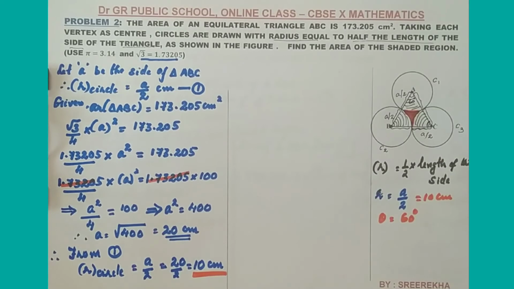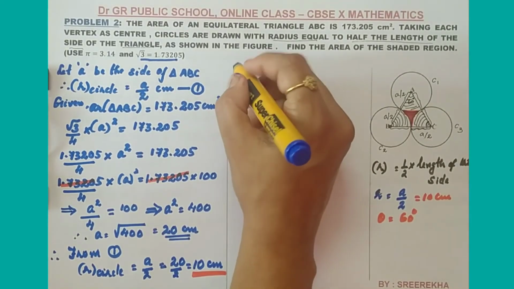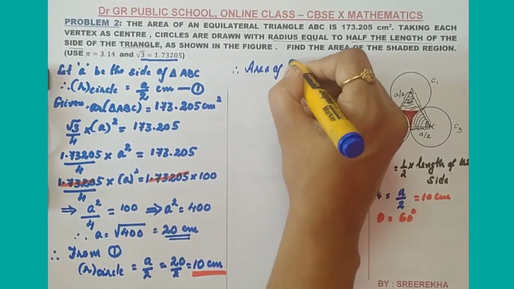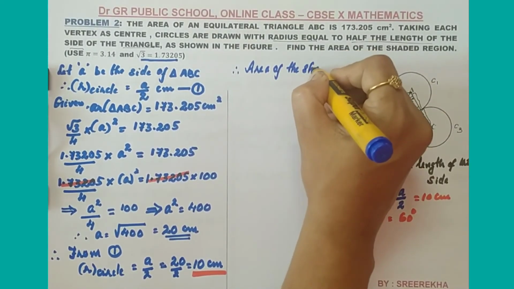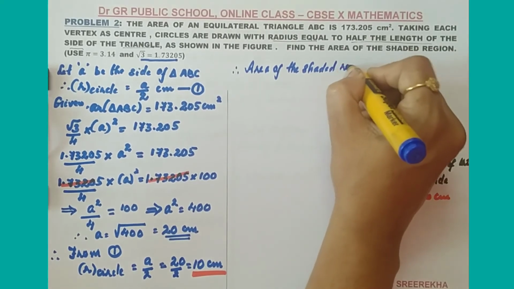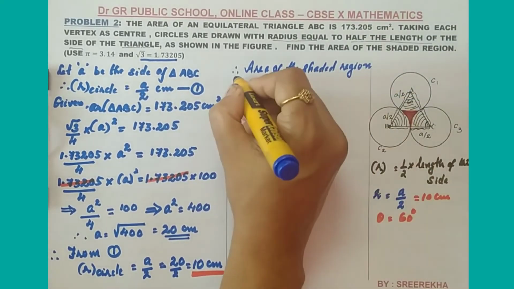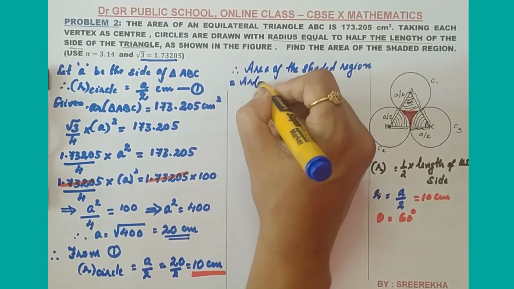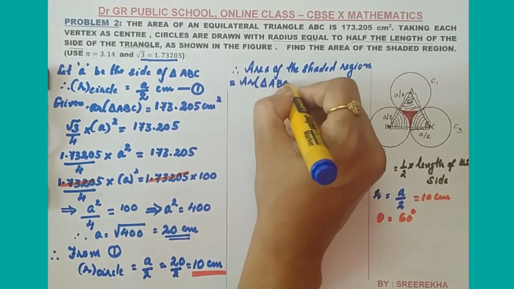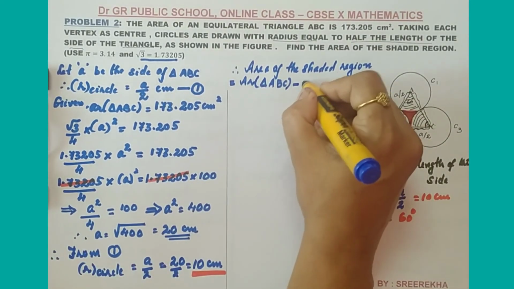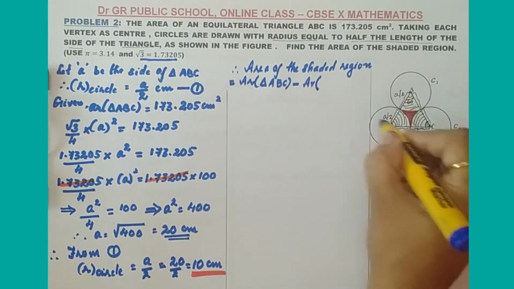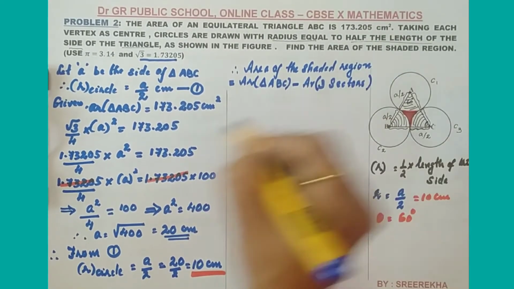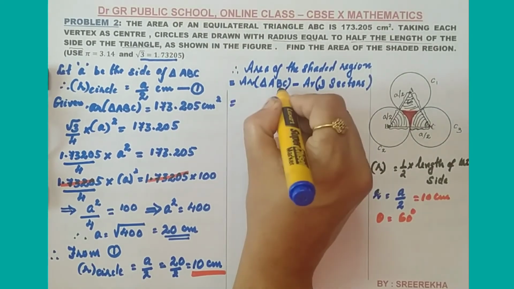Now I am going to find the area of the shaded region. Therefore, the area of the shaded region equals the area of the full triangle ABC. From this, you need to subtract the area of three sectors. Three equal sectors. Three sectors are equal.